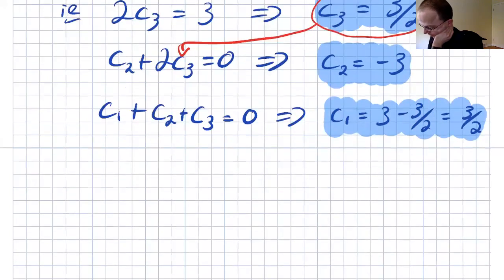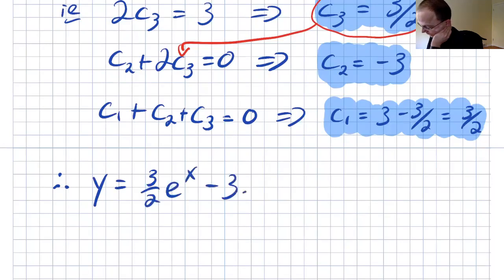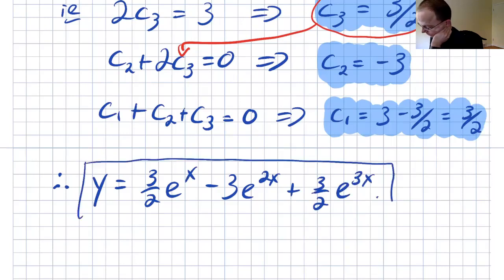Okay, so therefore, y is equal to 3 over 2 e to the x minus 3 e to the 2x plus 3 over 2 e to the 3x. Okay. So there it is.